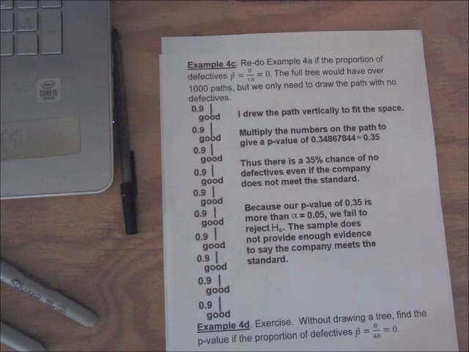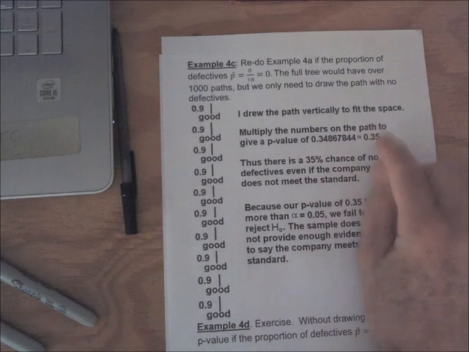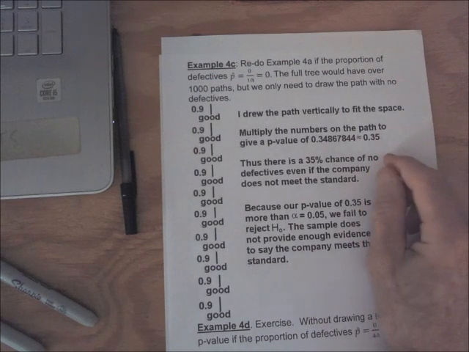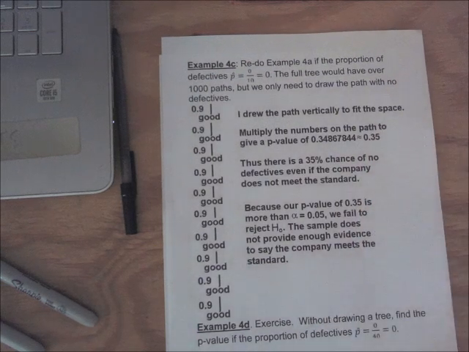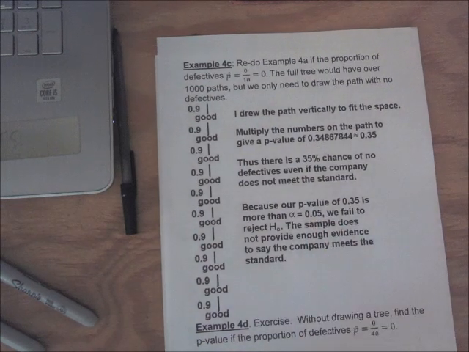So if we multiply these together, we get a p-value of approximately 0.35. So even with 0 out of 10, our p-value is still more than alpha. Alpha is 0.05. So again, we fail to reject H0. The sample does not provide enough evidence. So let's try an even bigger sample.